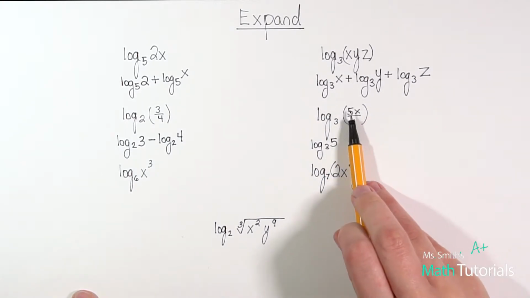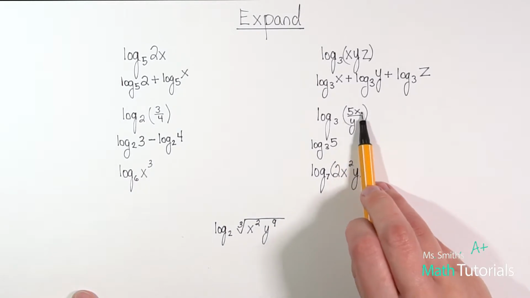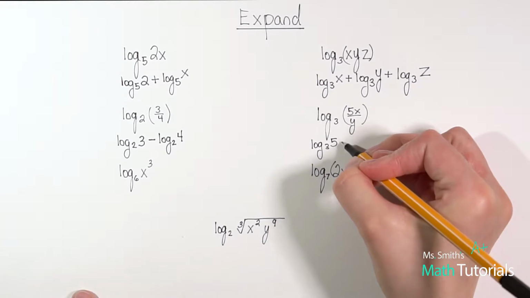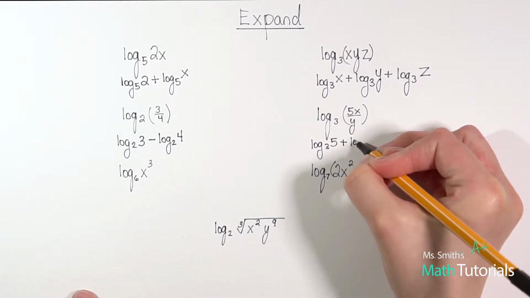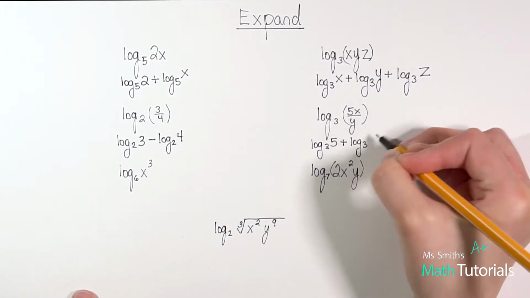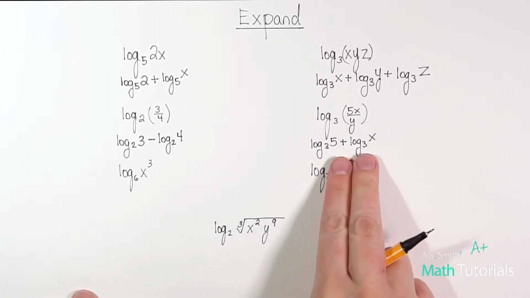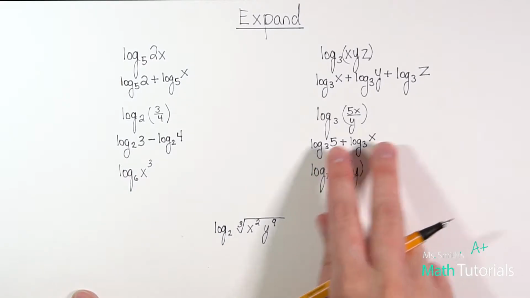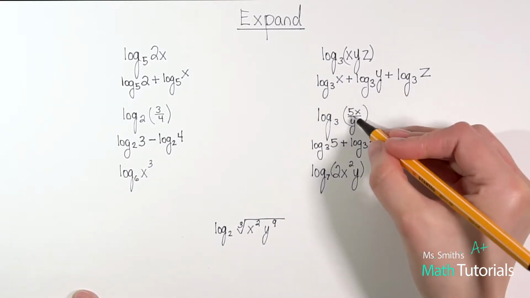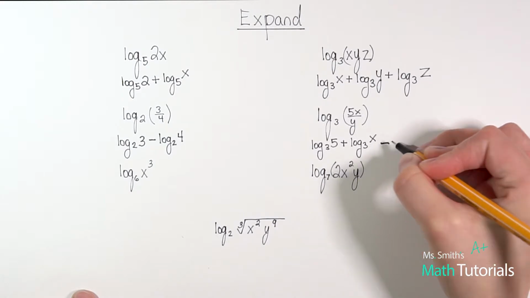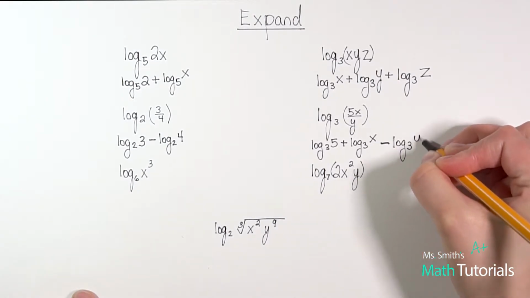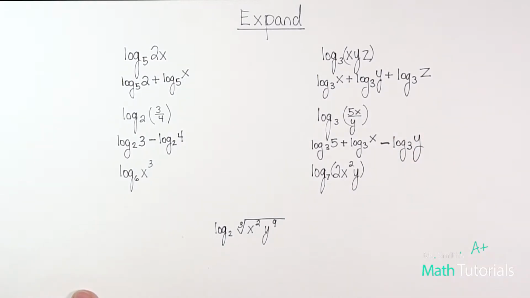And what's happening between the 5 and the x? Well, those are being multiplied. So remember, multiplication goes with addition. So we're going to add another log base 3 of x. So these two are being multiplied, right, in the condensed version. But then we've also got this division going on. So it's these subtracted, because we're doing divided by log base 3 of y. So we've got addition and subtraction going on, and that's okay.